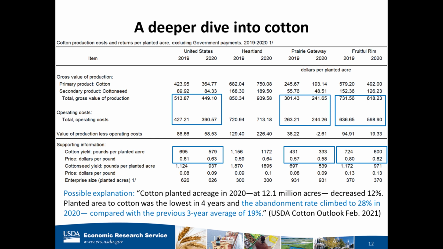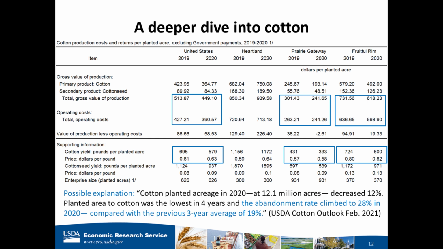So what is really happening in these regions? We can look at the USDA cotton outlook for February 2021. We know that a possible explanation for what we're seeing is the abandonment rate, and what I mean by abandonment rate is when a farmer decides to plant the field and preps it, but then when it comes time to harvest, they don't harvest. They let the field stay planted but not harvested. A possible explanation as to why they decided to abandon is because maybe the cost of harvesting would outweigh what they would get if they were to harvest and sell the product.